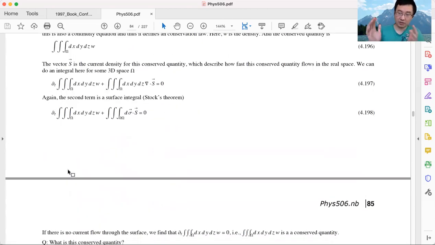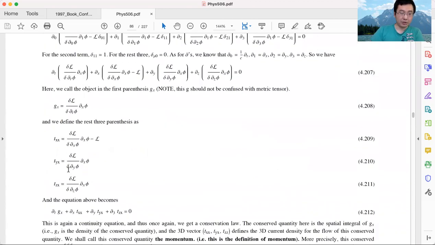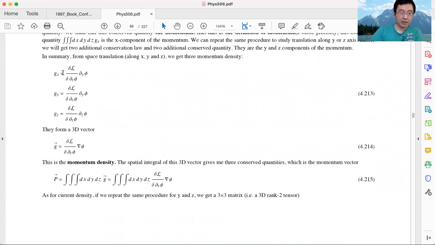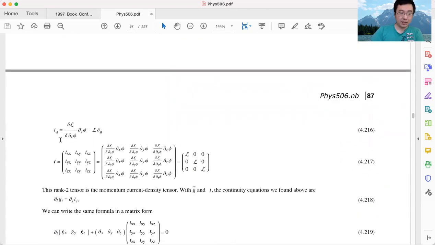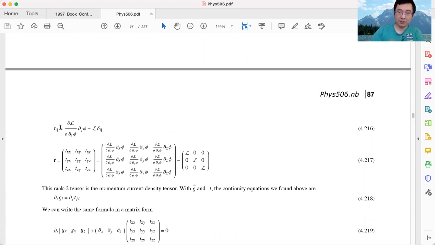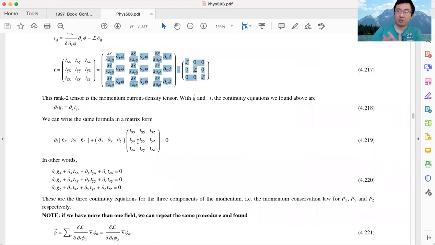And if we consider translational symmetry in space, we obtain the momentum conservation law for px, py, and pz. The x component momentum density, y component momentum density, and the z component momentum density form a 3D vector. We can write down the momentum density vector like this. Their spatial integral gives us momentum. And the momentum current density is a 3x3 matrix, defined here. We can write it in the 3x3 matrix form like this. And the continuity equation for momentum looks like this.